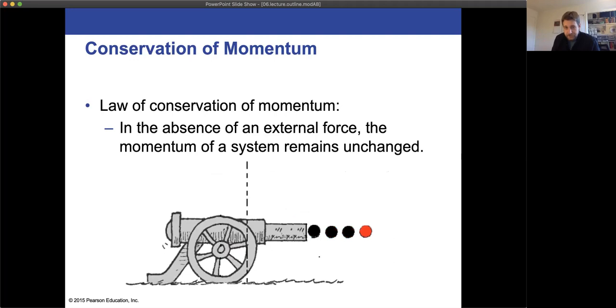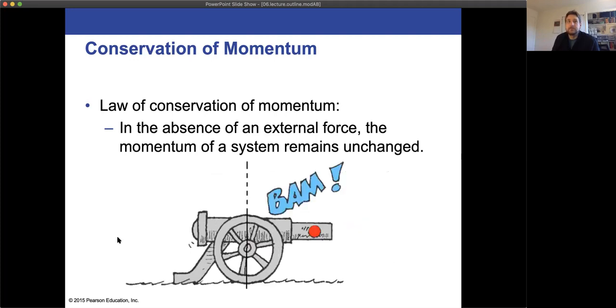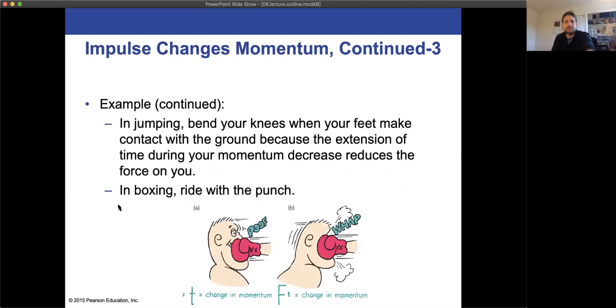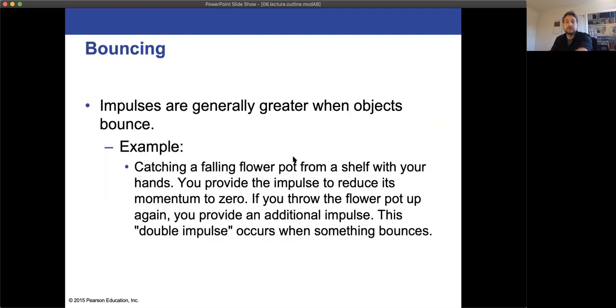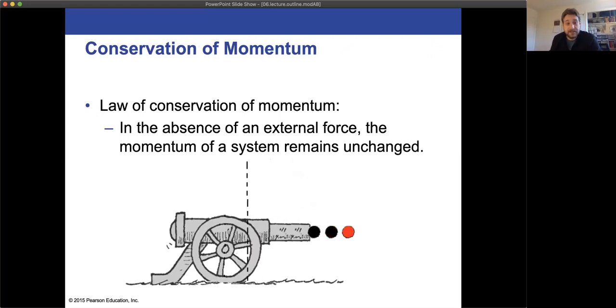Let me go back a few slides. If the net force on an object or a collection of objects, if the net external force on an object is 0, then the left-hand side of this equation is 0, and that means the right-hand side must be also. And there is no change in the momentum of that object or system, which is what we call the conservation of momentum.